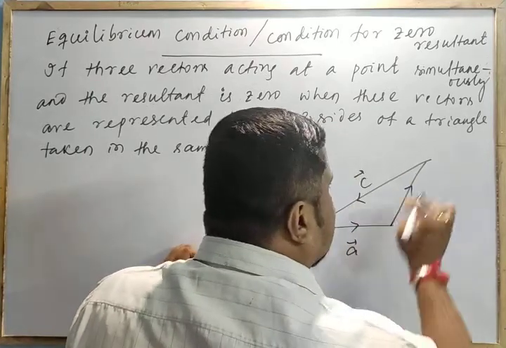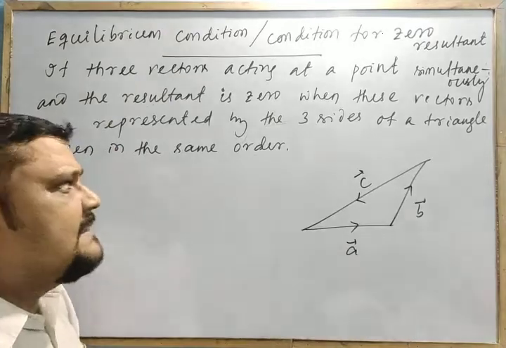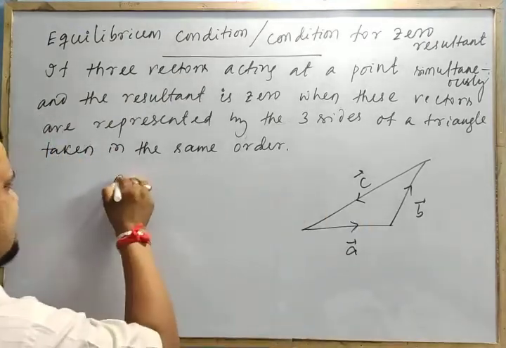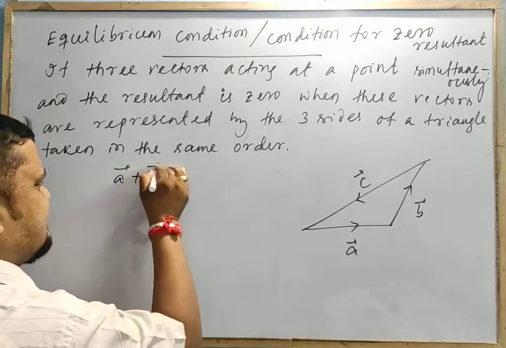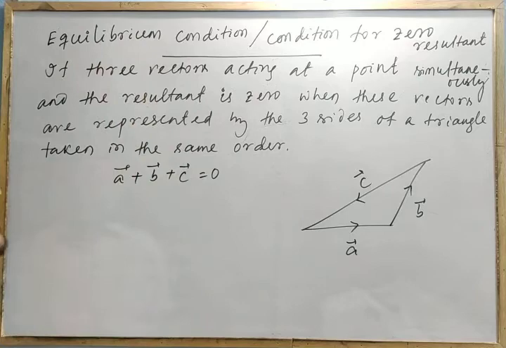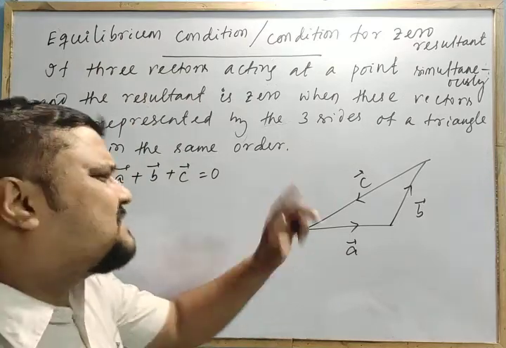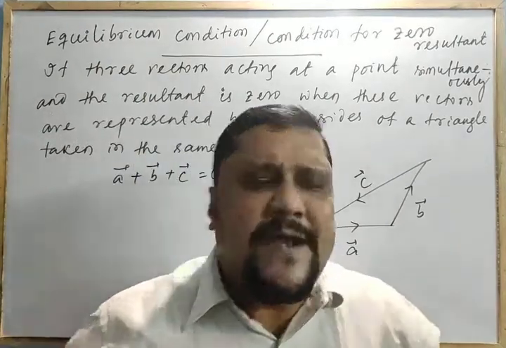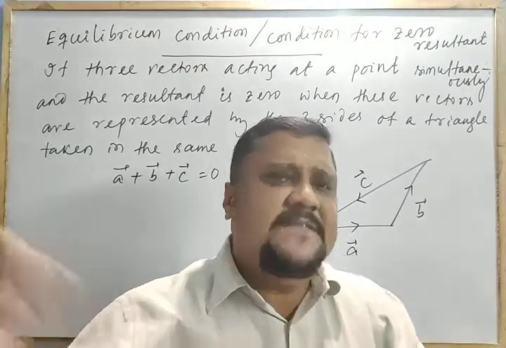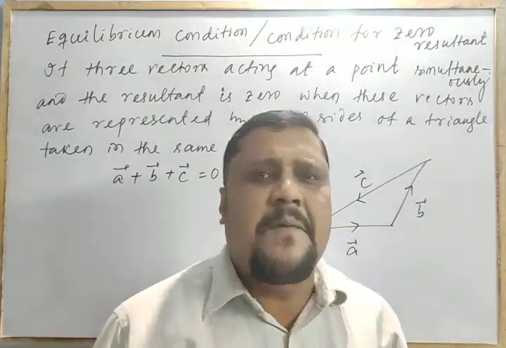A, B, C are in the same order. Then the resultant is zero. That means the condition is A + B + C = 0. This is the equilibrium condition: the sum of the vectors acting at a point is 0. That is the condition of equilibrium, whatever the number of vectors may be: 3, 5, 7, 9.